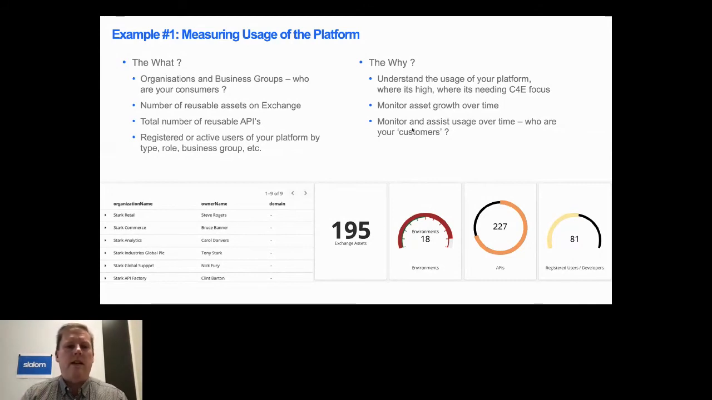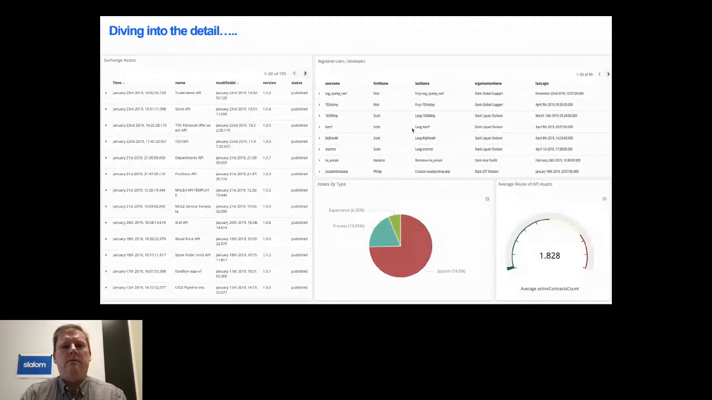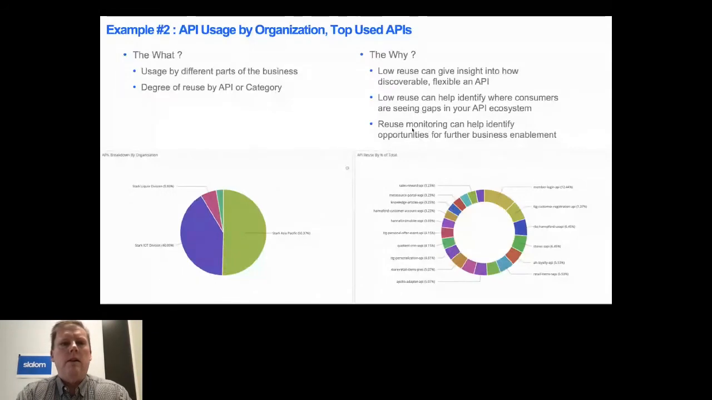So diving into the detail, you can see that you've got what Exchange assets were created when, but also you can break them down by type if you've done your tagging and categorization really well. So you can break them down by type and also identify where the reusability is coming into those different layers. And you can measure things like average reuse, for example. And in this example, it's quite low, but it's better than 1. So this is very early in a particular engagement, and we were looking to move that number up, obviously. So again, usage by organization and what are the top used APIs. These are some other metrics that you can also measure.